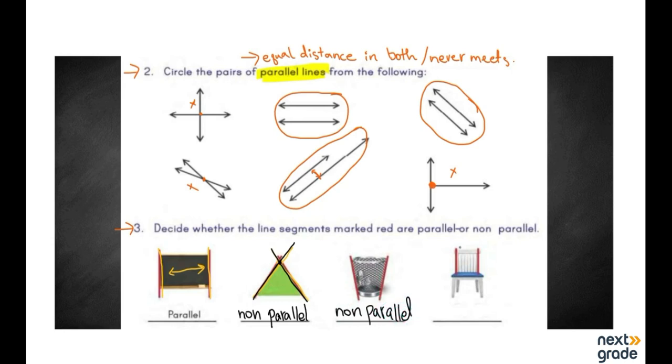Now we have a chair over here, and on the chair they have marked these two lines. If you extend both of these lines, you will see that they are at equal distance from each other and they're never going to meet. So we are gonna write over here that this is a parallel line. I hope you guys understand the concepts, and I will be giving you more of the practice material so that you can do it on your own. See you guys in the next video.